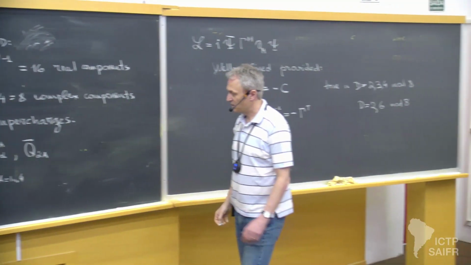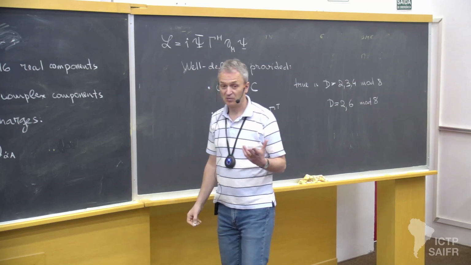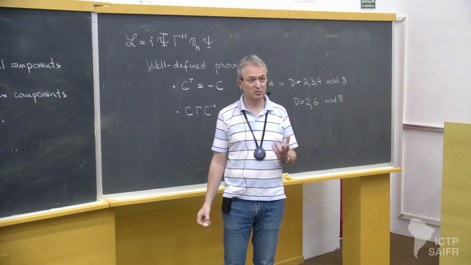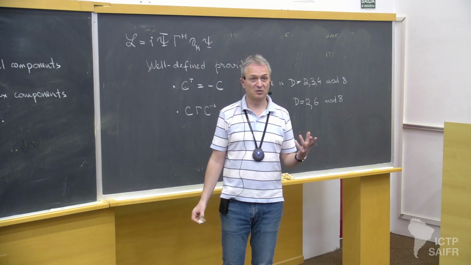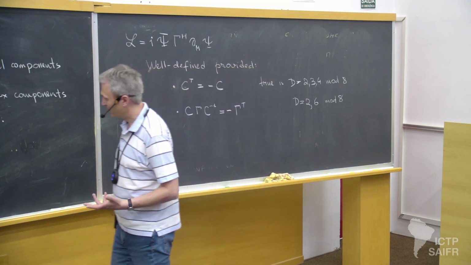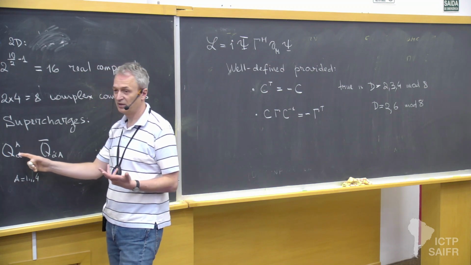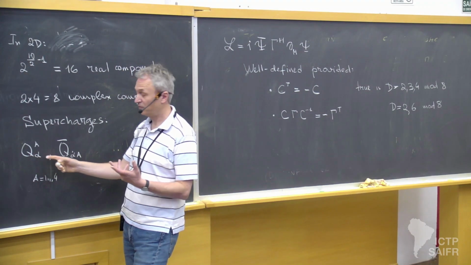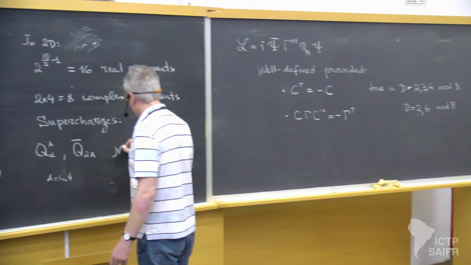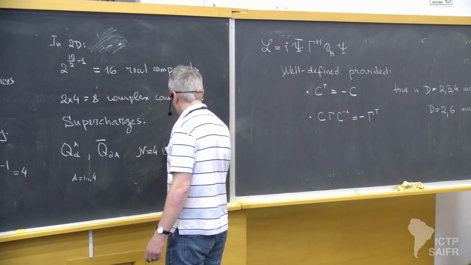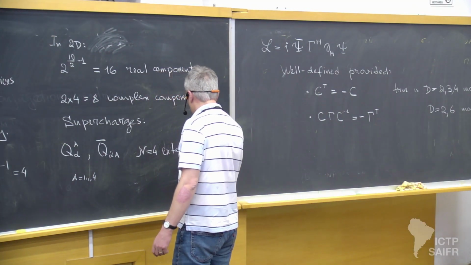So in the supersymmetric language, we will have extended N equals 4 supersymmetry. The minimal supersymmetry would contain just 1 supercharge, but here we have 4. So what we get is N equals 4 extended supersymmetry.